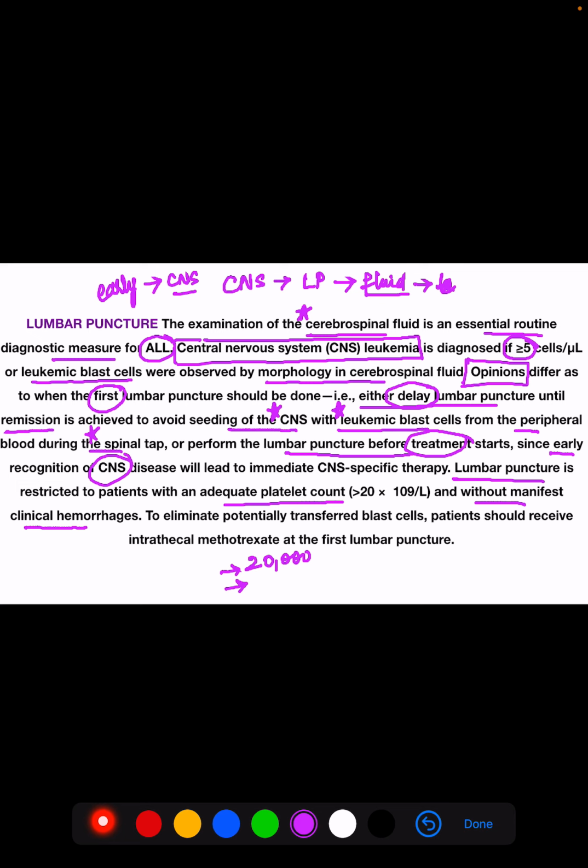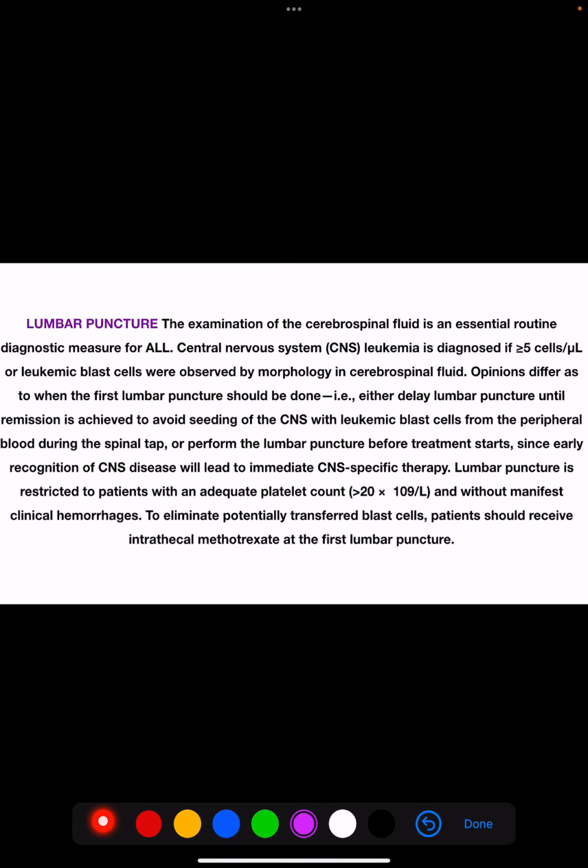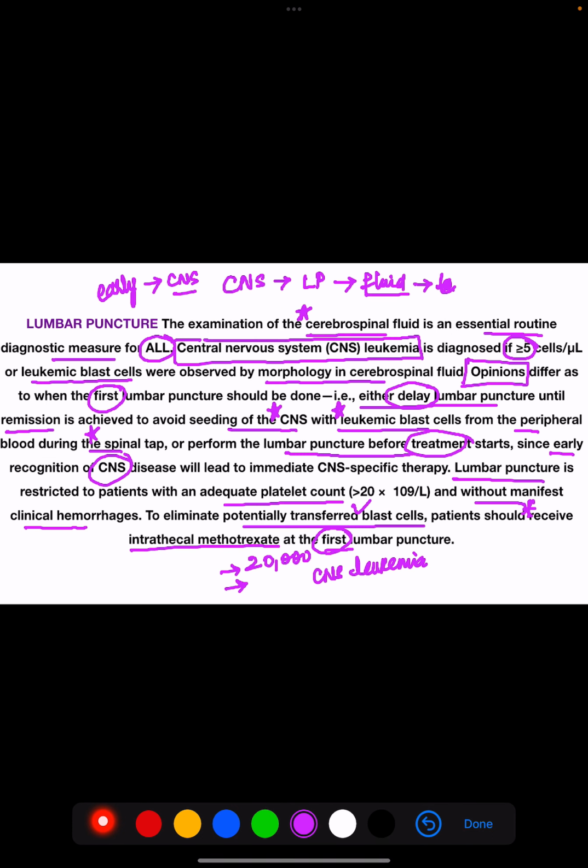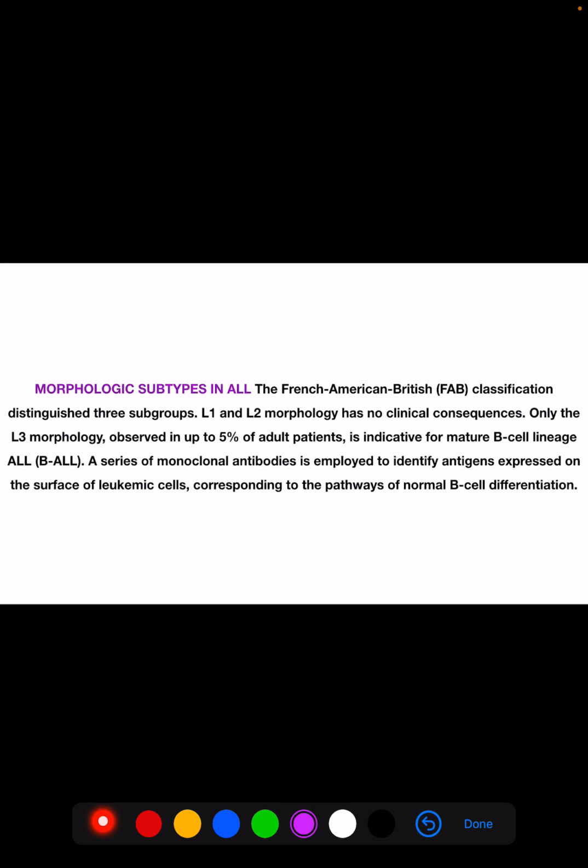And supposing we have done a first lumbar puncture, to eliminate the potentially transferred blast cells, the patient should receive intrathecal methotrexate. So at the first lumbar puncture, we are detecting CNS leukemia. If the patient has undergone lumbar puncture early, then what we have to do is give this intrathecal methotrexate at the first lumbar puncture to eliminate potentially transferred blast cells.